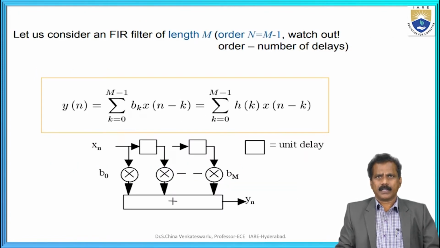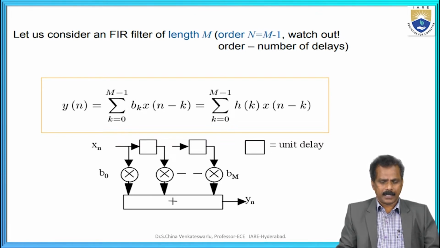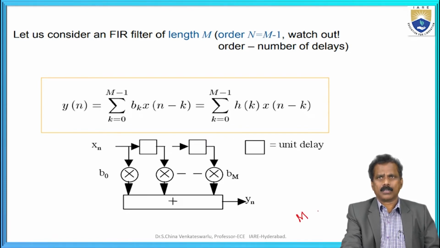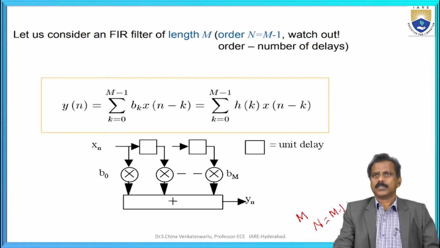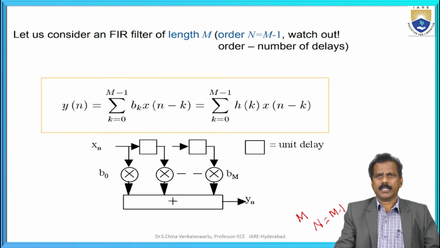So let us consider a finite impulse response filter of length capital M. Or we can consider the order of the filter, capital N, is equal to M minus 1. So watch out, this order is the number of delays. If we are considering the finite impulse response filter of length M, it all depends upon the order of the filter, N equal to M minus 1.